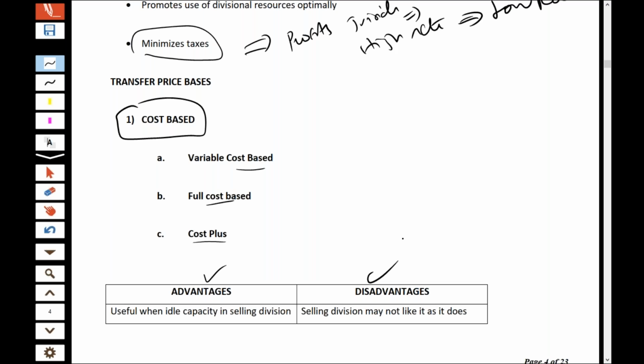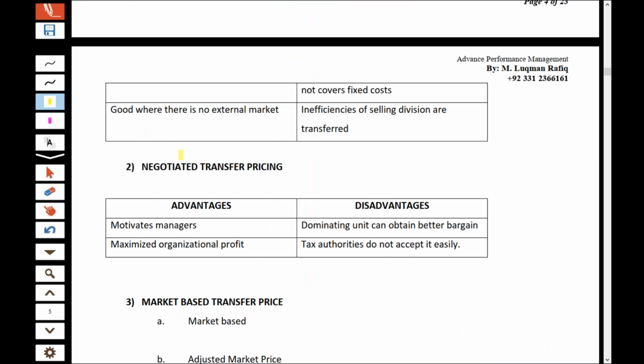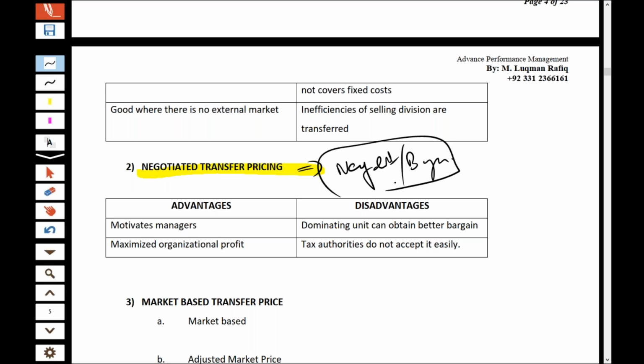Now, what next is there? The next situation is basically you can have a negotiated transfer pricing. Now, what exactly do you mean by negotiated transfer pricing? It would be like you've allowed the departments, you've allowed the people to bargain with each other. That is actually considered to be a negotiated transfer pricing strategy.